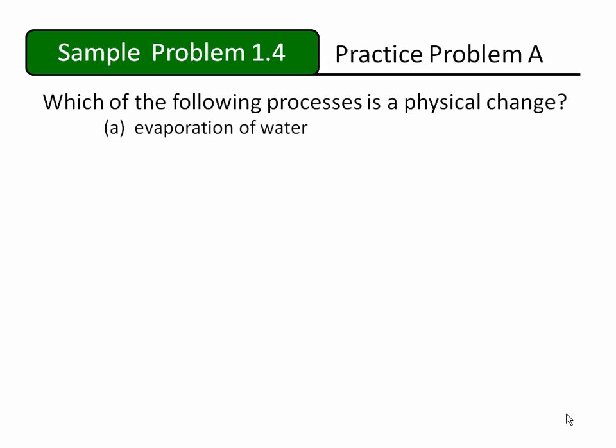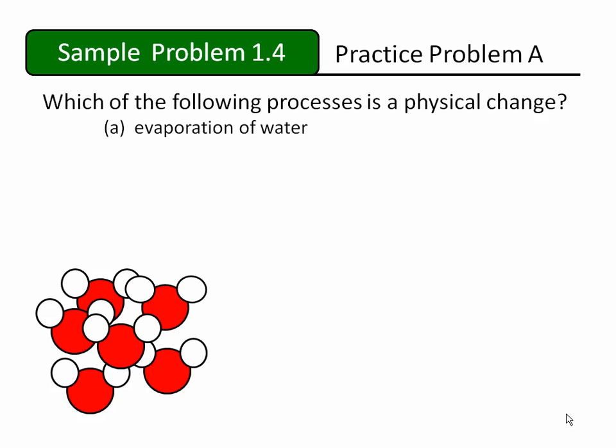In part A, we'll examine the evaporation of water. First, we have to imagine molecules of H2O that might look like this. Hydrogen is in white and oxygen is in red. In the liquid state, those water molecules have a small amount of space between them and they're in constant motion.